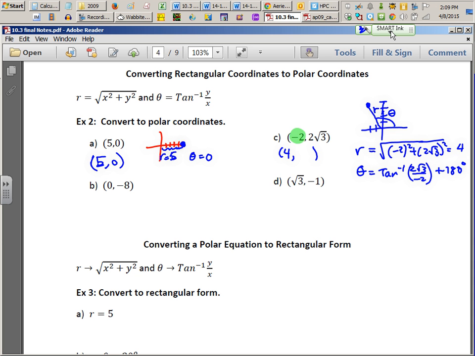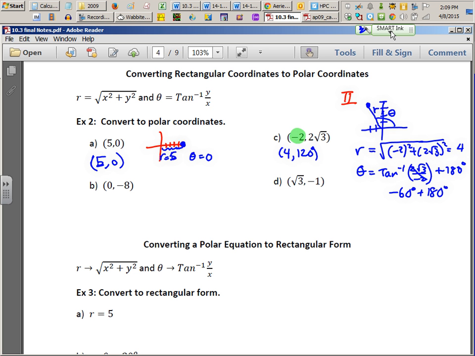Okay, so the calculator will tell you that this angle is negative 60. But we're going to remember to add 180. After all, how can this point be a negative 60? Clearly this is in quadrant 2. So 120 is actually the correct polar representation. So we have 4 comma 120.